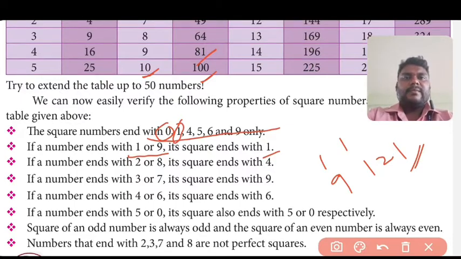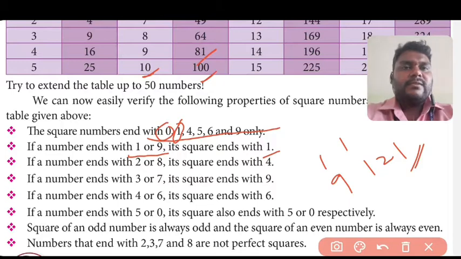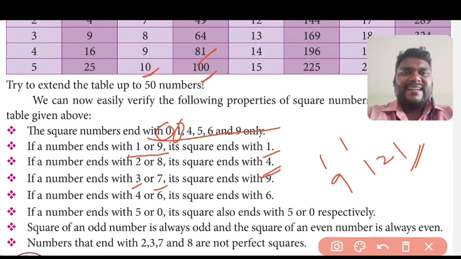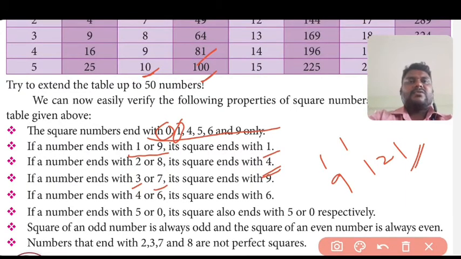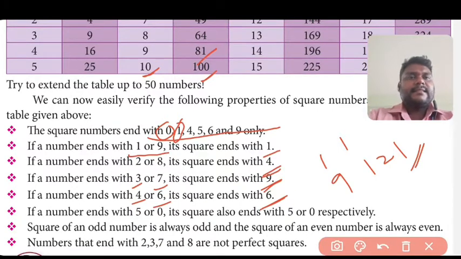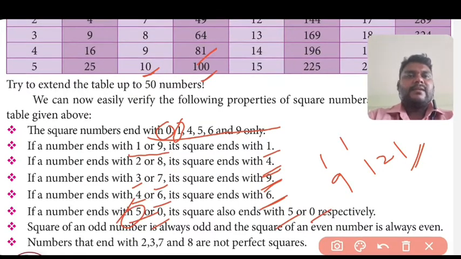Okay, similarly when a number ends with 2 or 8 and we square it, the last digit of the square number is 4. Similarly, when a number ends with 3 or 7 and we square it, we get last digit 9 in the square number. So 4, 6: when we square it we get 6, and 5, 0: when we square it we get 5 and 0. 5 becomes 5, 0 becomes 0.